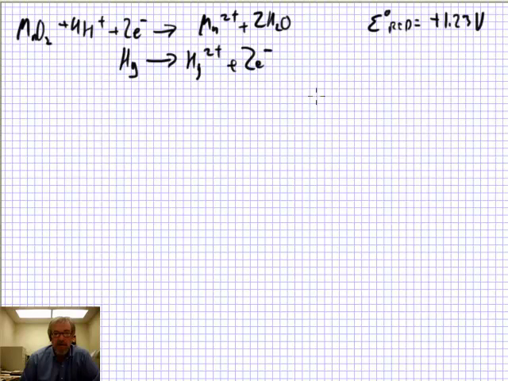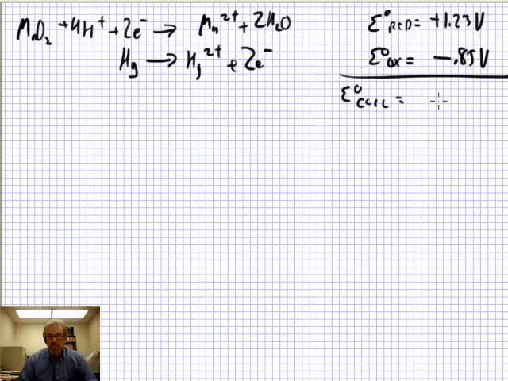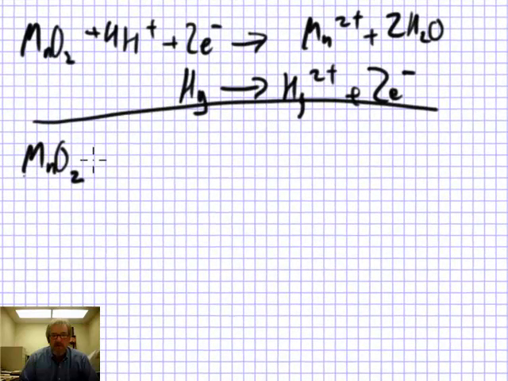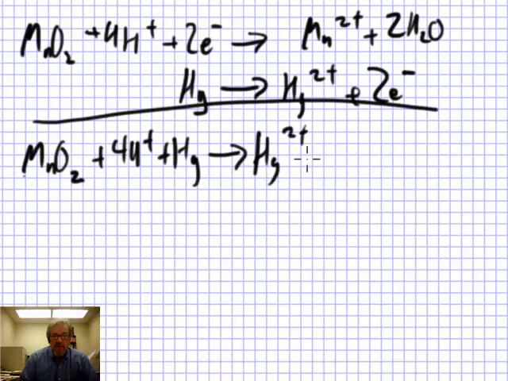The oxidation potential for this would be the opposite of the reduction potential that we saw for Hg2+ reducing to Hg. That reduction potential was a positive 0.85, so we're going to make this a negative 0.85 volts. When I find my cell potential by summing these two together, I will get a cell potential of a positive 0.38 volts. So because E cell is positive, this reaction is spontaneous. The number of electrons gained and lost are the same, so I can just sum these up to get my overall reaction. MnO2 plus 4H+ plus Hg makes Hg2+ plus Mn2+ plus 2 H2O.